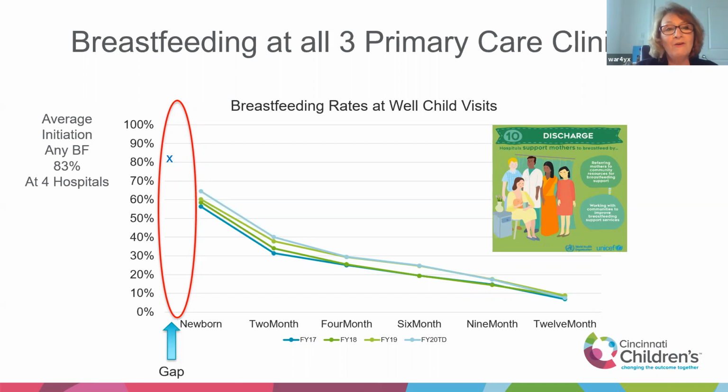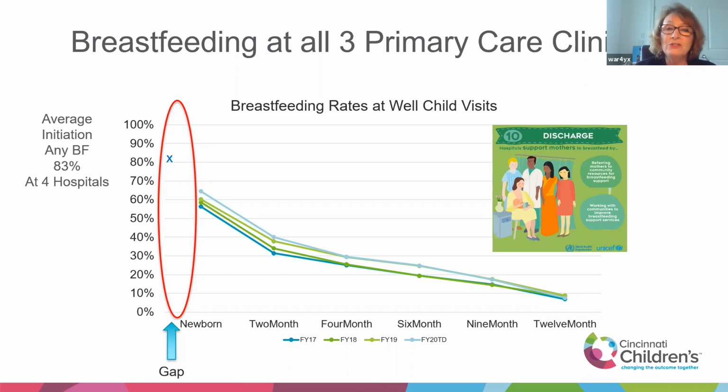What's very nice about our project is with our connection with our birth hospital group, we know that the average initiation of breastfeeding at 4 of the major hospitals sending babies to our primary care clinics is about 83%. And we are talking in our entire project about any breastfeeding. So we look there and we see a gap between any breastfeeding in the hospital and the first newborn visit.